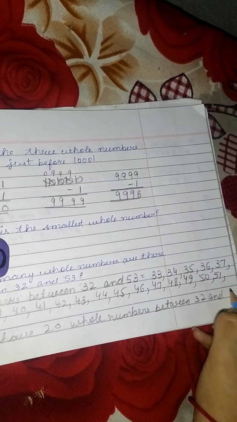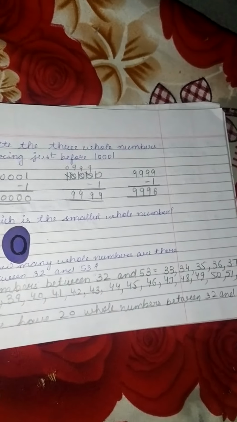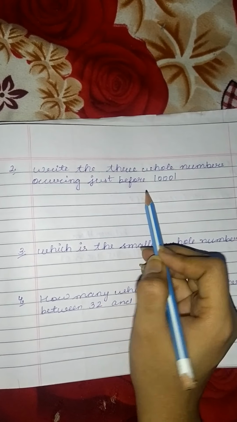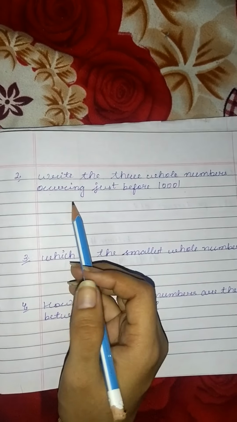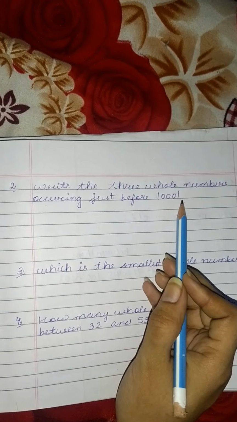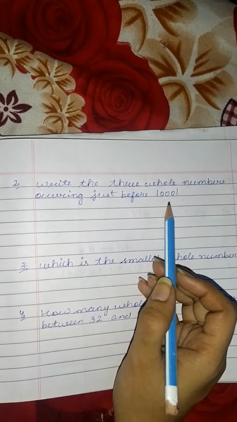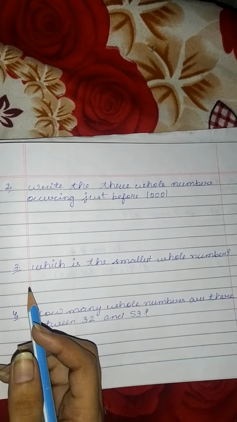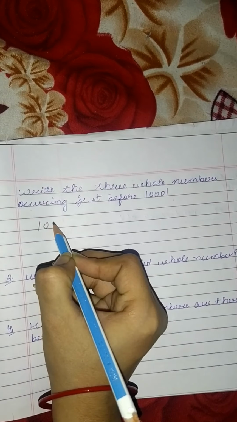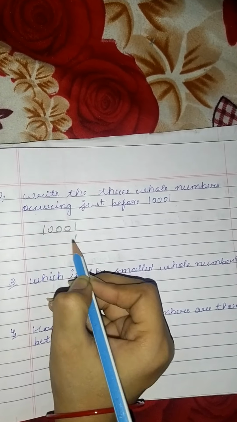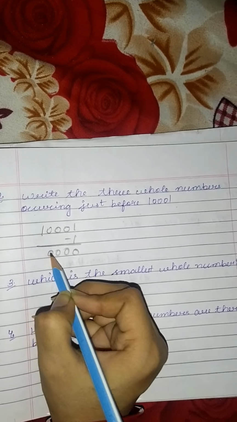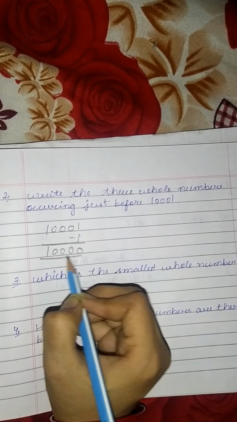Next, the second question is, write the three whole numbers occurring just before 10,001. We have to write the three whole numbers occurring before 10,001, meaning we have to find the predecessors of 10,001. So how do we find the predecessors? By subtracting 1. First predecessor: 10,001, subtracting 1. 1 minus 1, 0. Brought down the zeros as they are. So the first predecessor is 10,000.